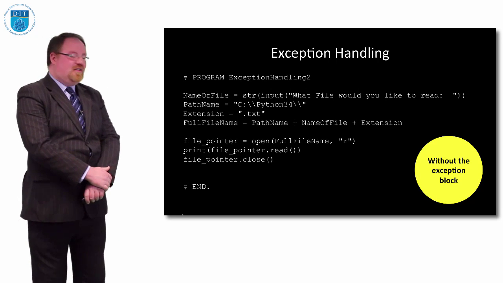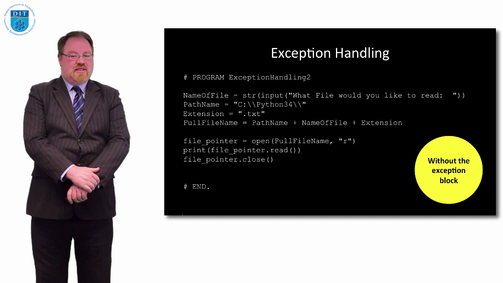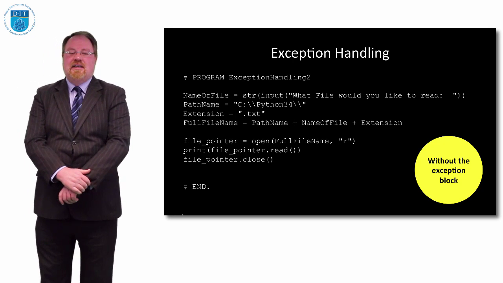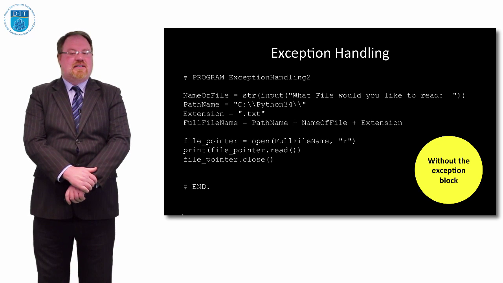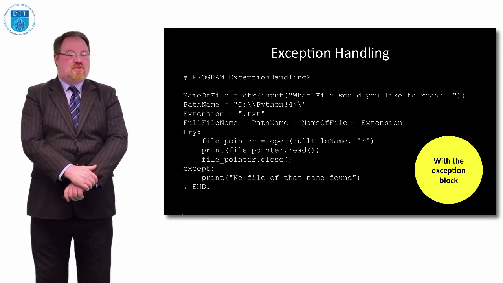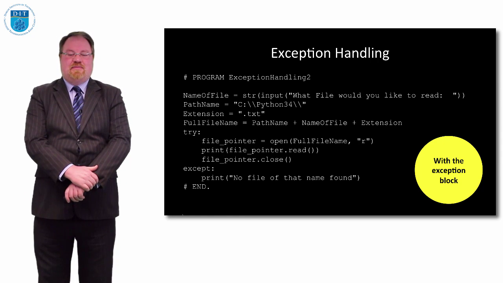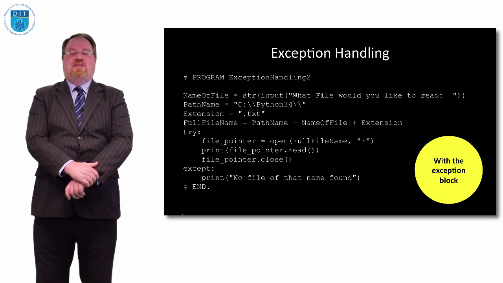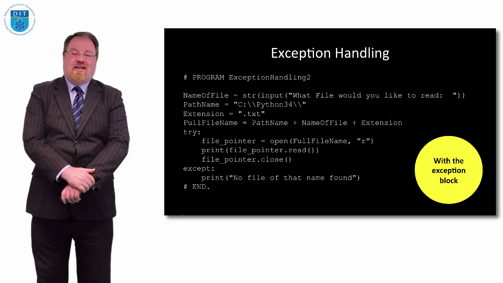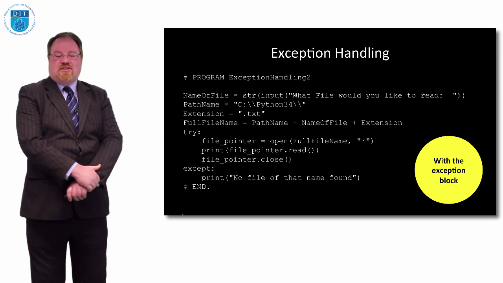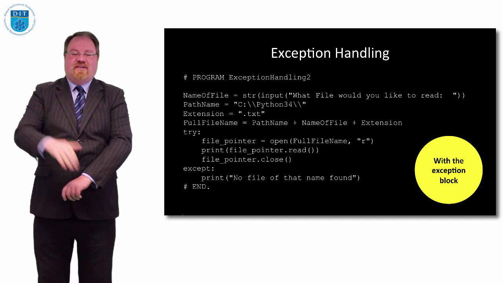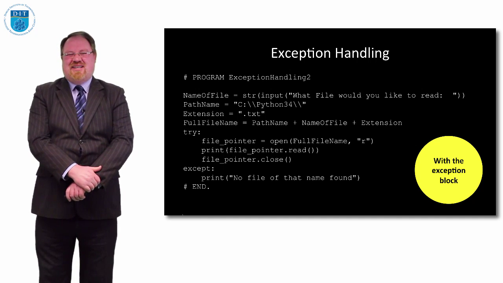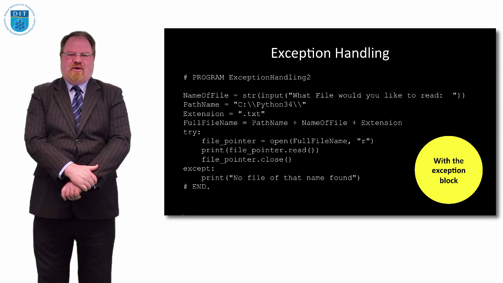So this is opening a file, as we saw before, without an exception block. Here's our code. What's the name of the file you'd like to read in? The path name is cpython34. The extension is .txt, so the full file name is path name plus file extension. Then we open that file, we read it, and then we close it. So that's without our exception block. Now let's throw our exception block in. And it's just we stick the word try in front of the opening of the file and except underneath it, and our exception here is print no file of that name found. So if the user types in a file name that doesn't exist, then they'll just get a message saying no file of that name found. So it won't give that big sprawl of an error message we saw earlier on. So that's much nicer, and it means we're in control of what happens with the program.